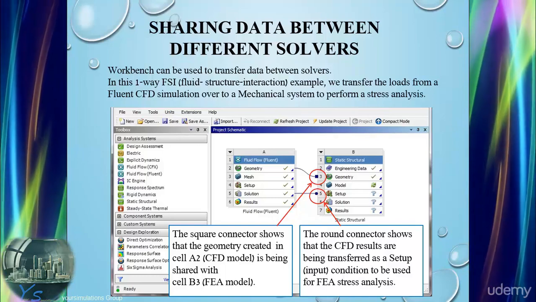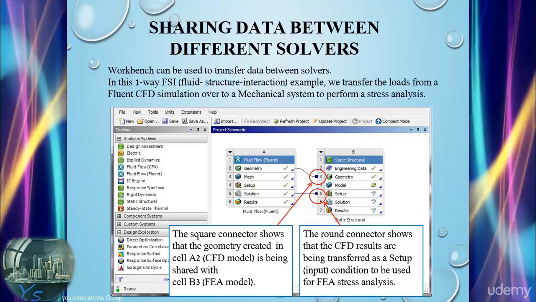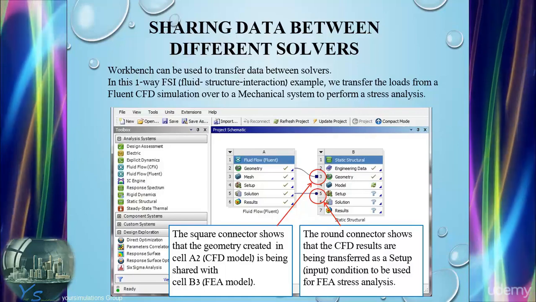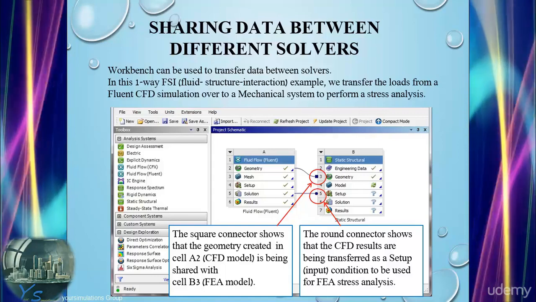On the left hand side we have a fluid flow analysis system, and on the right hand side we have a static structural analysis system. Between them we can see the linking connectors. We have a square connector linking geometry between the fluid and structural analysis, and we also have a round connector.